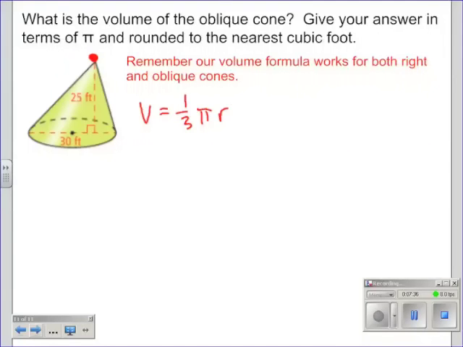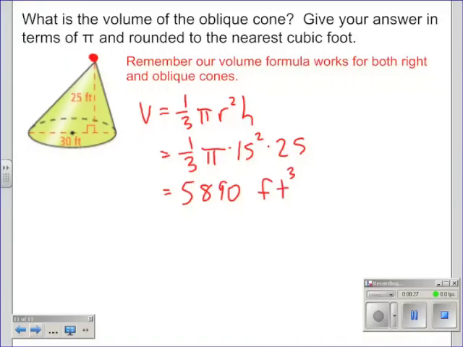1/3 pi r squared h. And so we need to use the height of the pyramid. In this case it's 25 feet. Notice again that they're giving us diameter. They're trying to have us make a mistake there, so we need to take half of that to get the radius. And once we evaluate that, that should give us our final answer. It says rounded to the nearest cubic foot, so when I evaluate it I get 5,890 feet cubed.